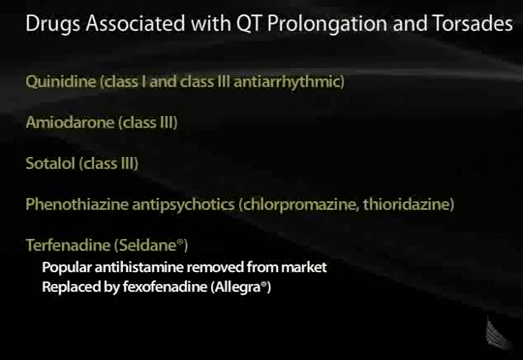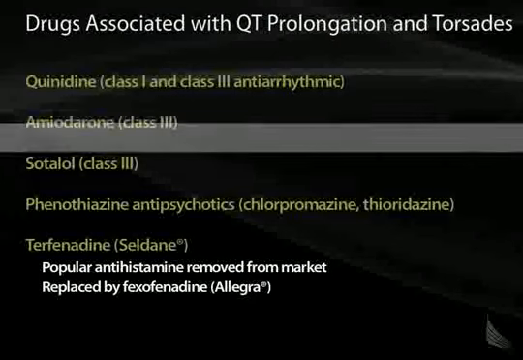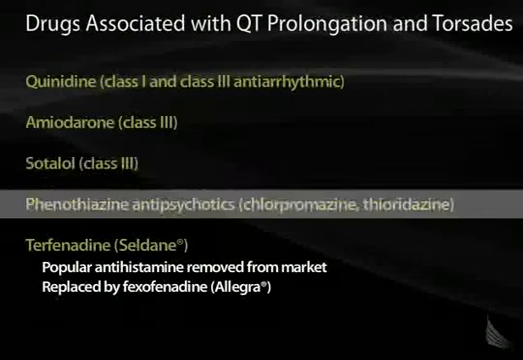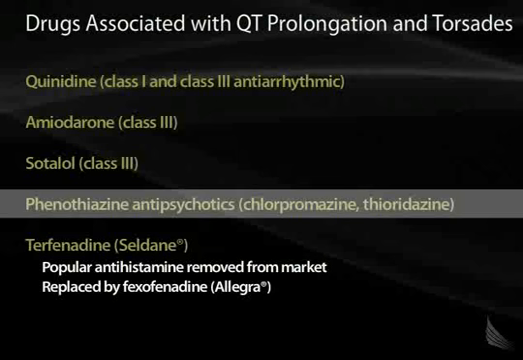Other medications that are associated with QT prolongation include the class 1 and class 3 antiarrhythmics, quinidine, as well as amiodarone and sotalol. Sotalol is both a beta blocker and a potassium channel blocker. It's considered a class 3 antiarrhythmic. We will talk more about that in the cardiac section. Also, chlorpromazine as well as thioridazine.